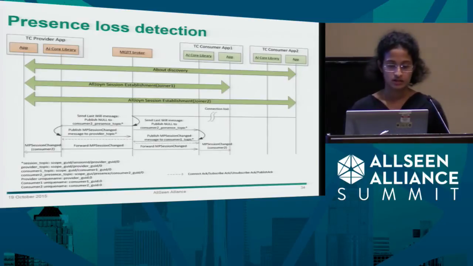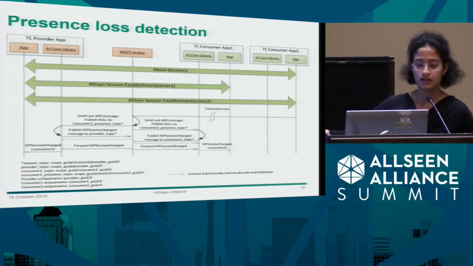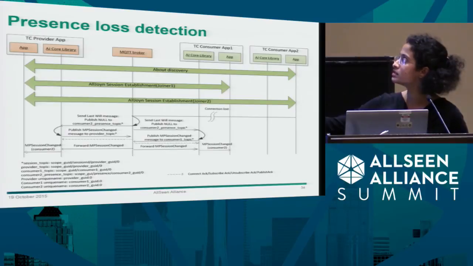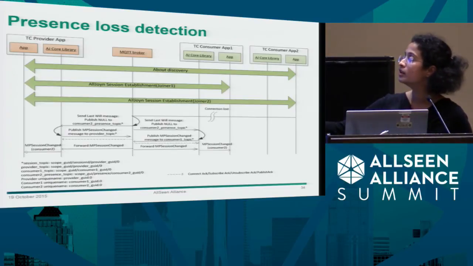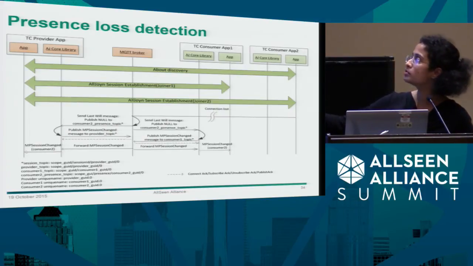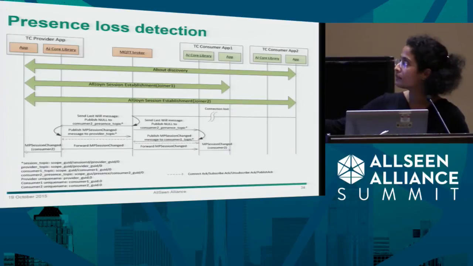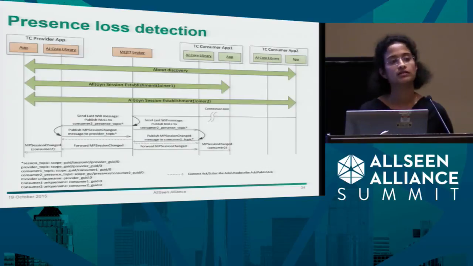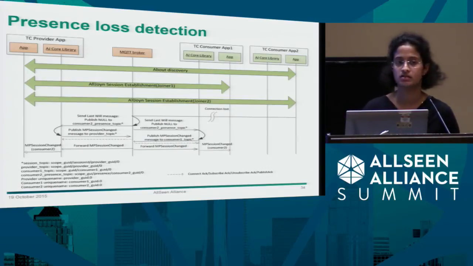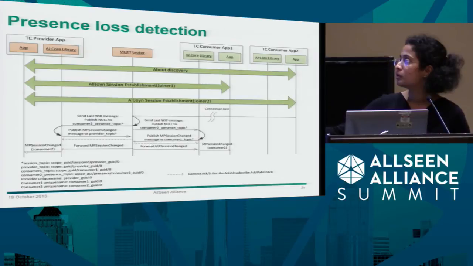So let's look at the flowchart here. As we see here, this is the discovery and session establishment. Now, let's say at this point, the connection from consumer 2 to the broker is lost. What happens is, the broker sends out the last will to the consumer's presence topic. Since all ends subscribe to the other end's presence topic at the time of session establishment, both the provider and consumer 1 receive that last will.